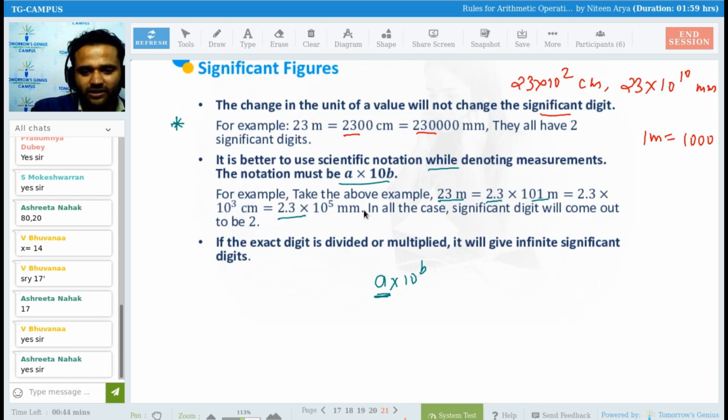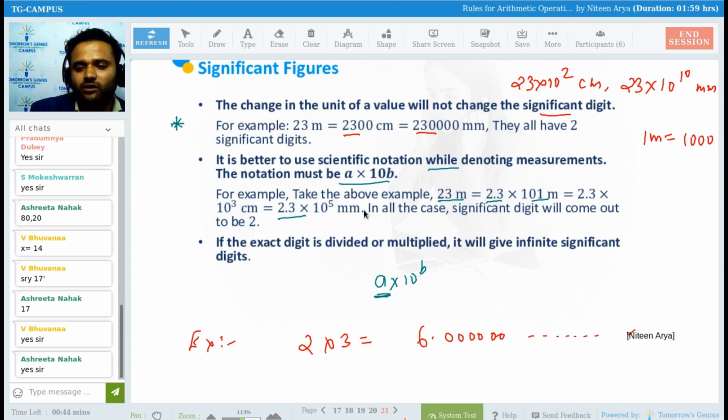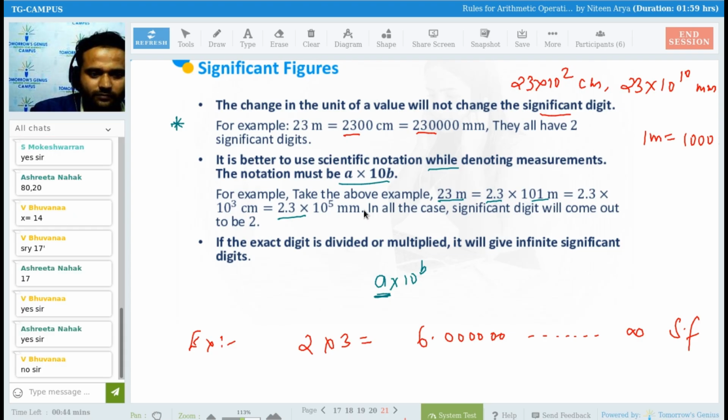If the exact digit is divided or multiplied, for example, suppose 2 into 3 gives you 6, but you can write 6.000000. So that particular thing is recurrence or infinite significant figures. Is this clear? Is this clear, everyone? Shrita, Bhuvana, Mokeshwaram, Pradyuman Dubey or Pranav? Which one, beta? This one, last one.